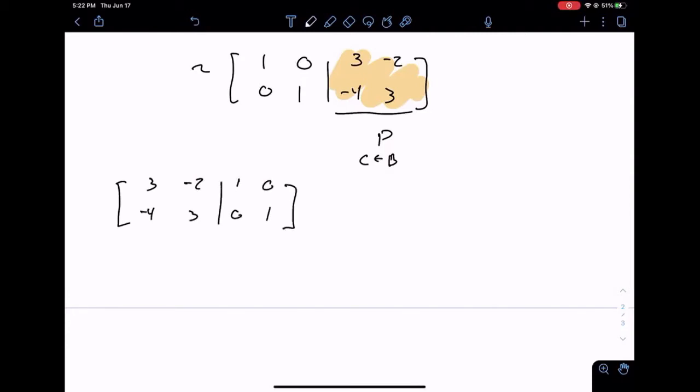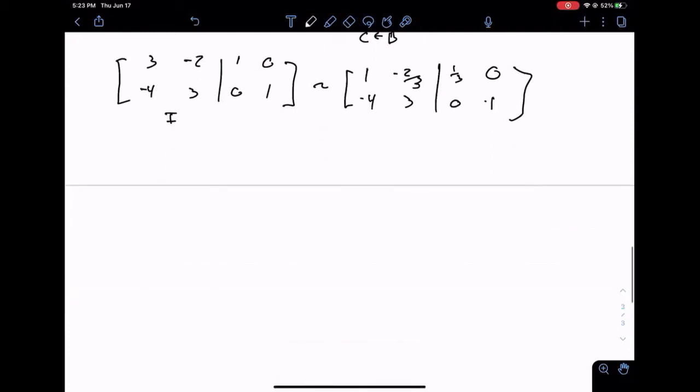So what am I going to do? I'm going to row reduce until this is the identity matrix, and this is then going to be the inverse of this, which is the matrix that converts from C to B. So let's row reduce. Let's see, I divide the top row by 3, let's say. Then I have this. I multiply the top row by 4 and add it to the bottom row.